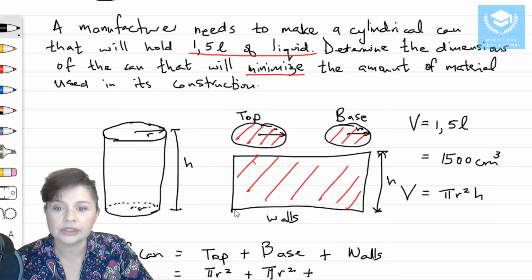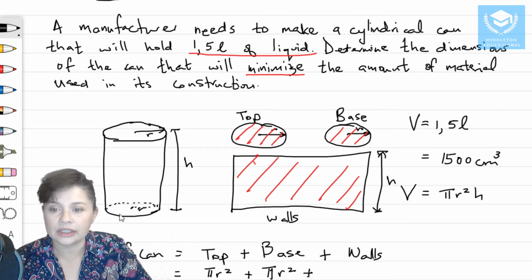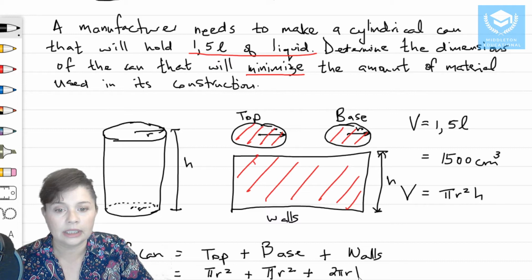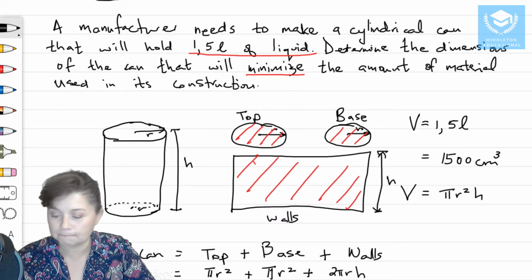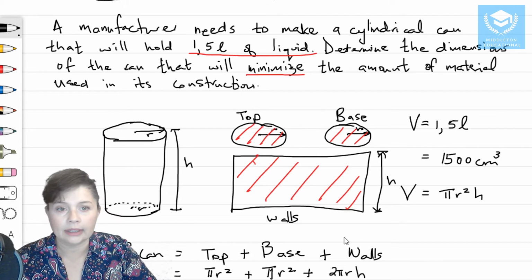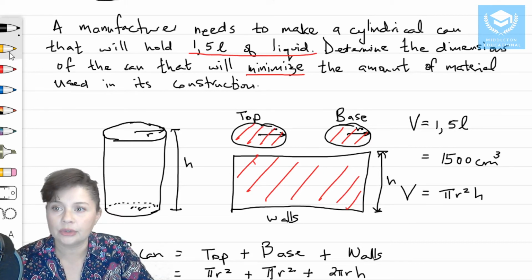Plus your walls. In this case, this is a rectangle, so it's going to be length times breadth, or length times height. And this length here, you will see, comes from the circular part of the can when it's folded, which means it's just the circumference of the base and the top. So circumference is 2 pi r, times height. Okay, and let me just show you where that comes from.